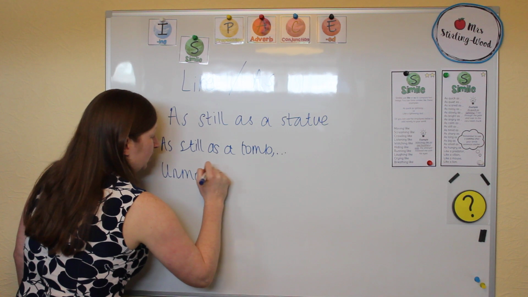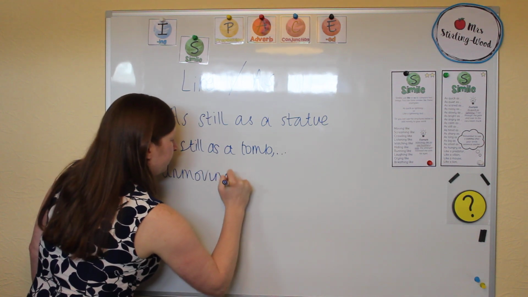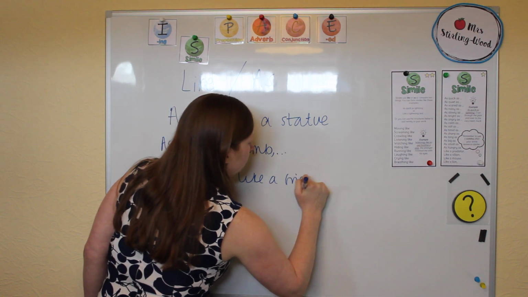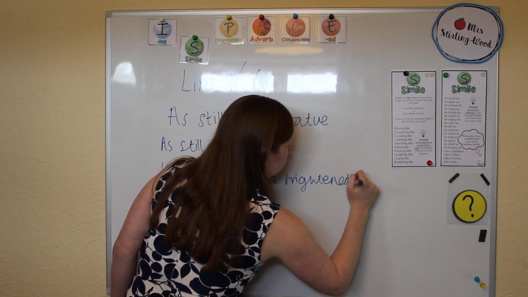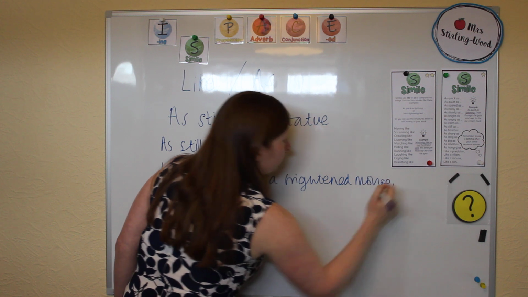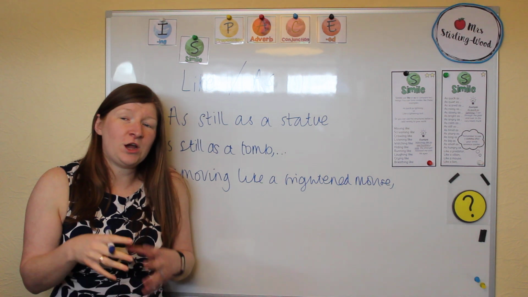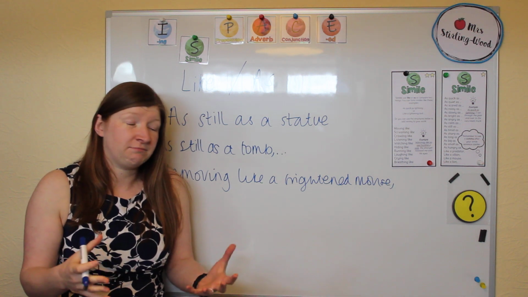We could use an ing starter here. You could use a verb, unmoving like a frightened mouse. That conjures up an image in my mind of a tiny little mouse sitting very still, very quiet, hoping to not get noticed because it's scared. It works.